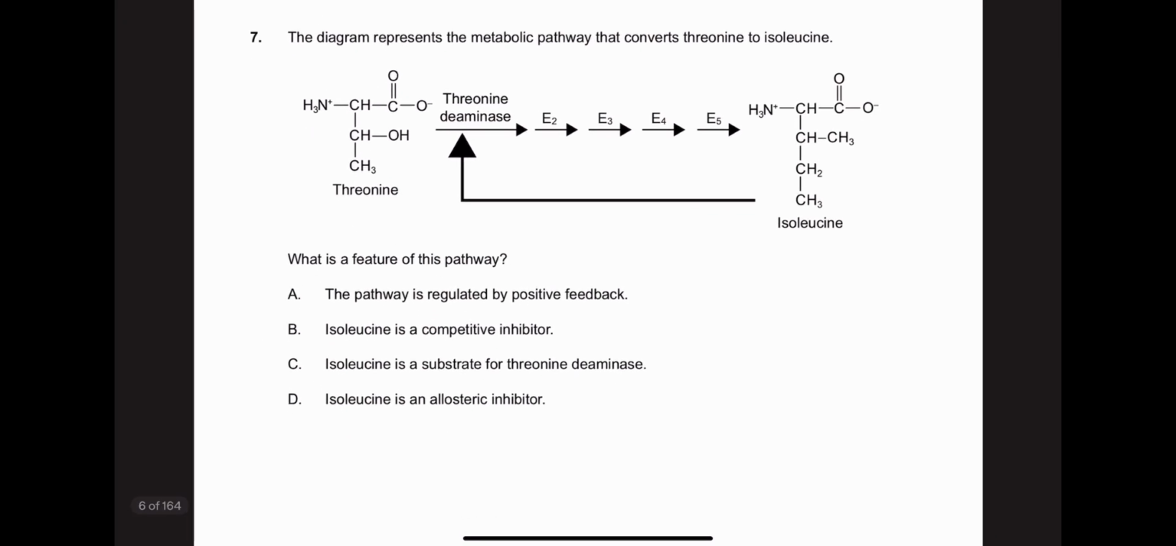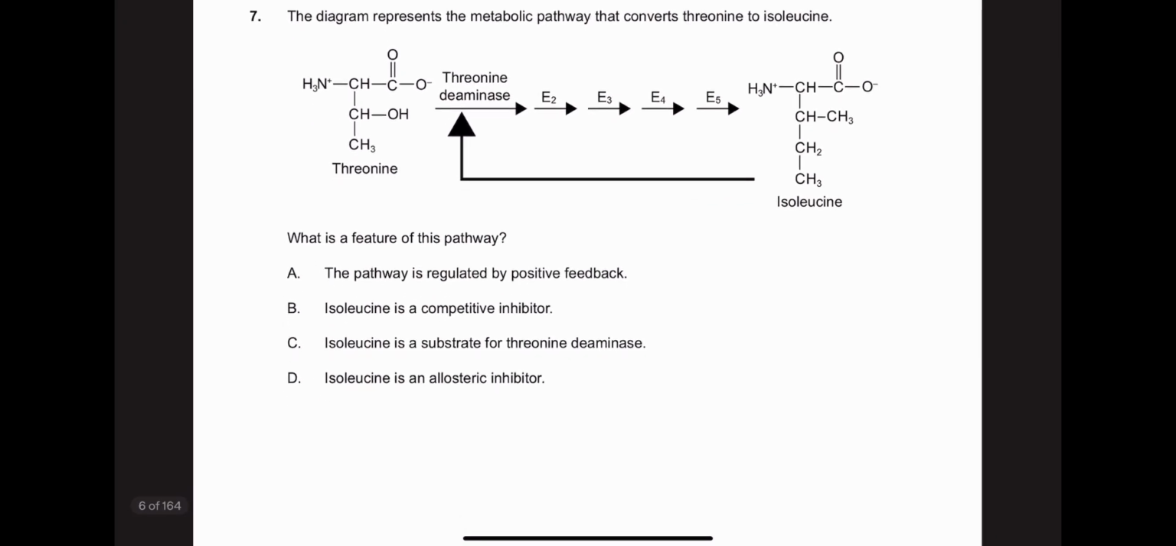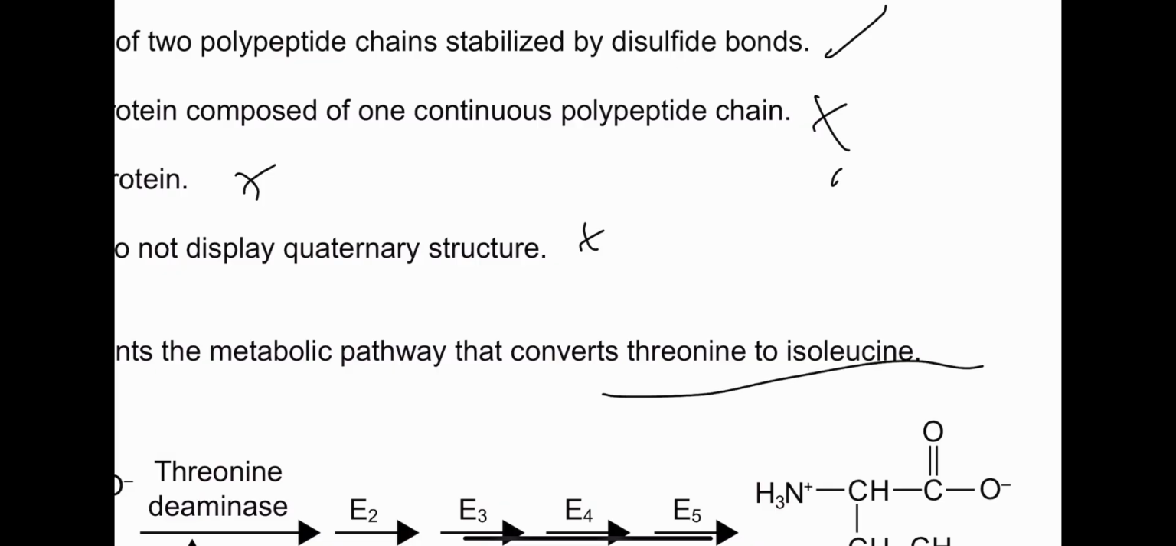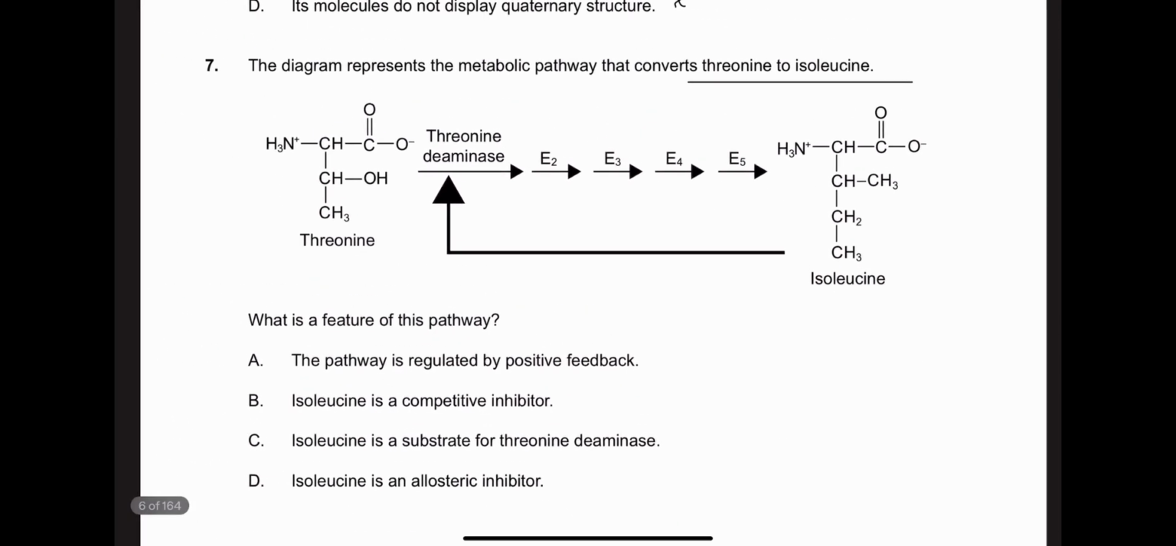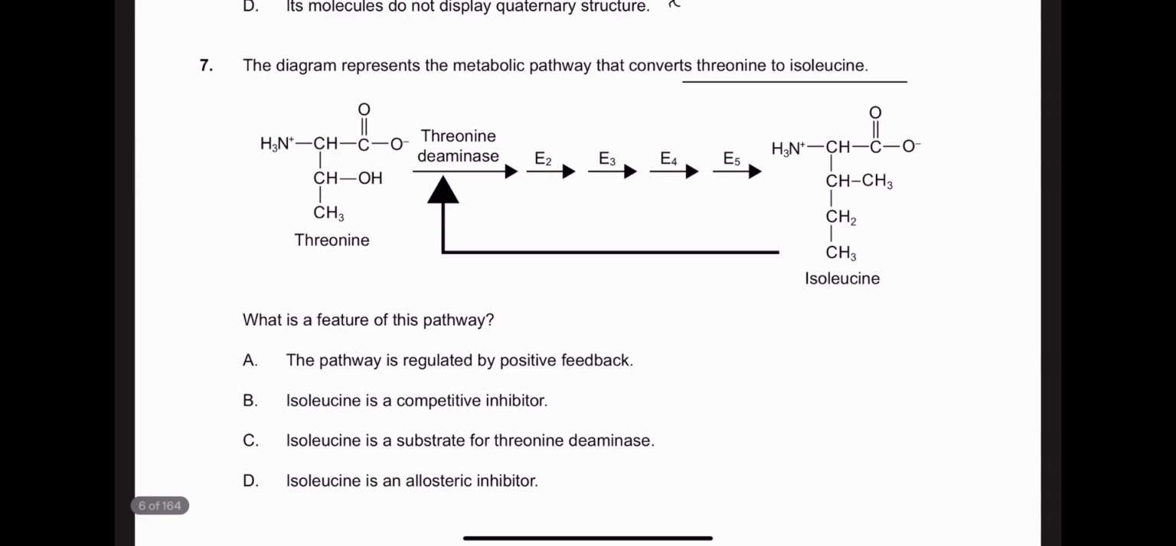Okay. Question 7. The diagram represents the metabolic pathway that converts threonine to isoleucine. Remember, you should know about this threonine to isoleucine pathway because it's end product inhibition. What is the feature of this pathway? Oh, well, it gives it to us. Pathway is related to positive feedback. Remember, no. Negative feedback. Isoleucine is competitive inhibitor.